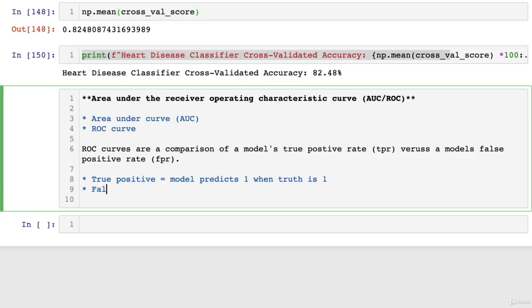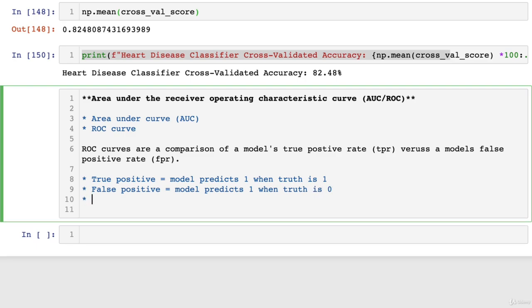So if we go here, a false positive is model predicts 1 when truth is 0. So why is it called false positive? Well, it's because it's predicting 1, so aka the positive class has heart disease, when the truth is actually 0. So it's giving us a false positive sense that a person may have heart disease in our particular case for our heart disease classification problem.